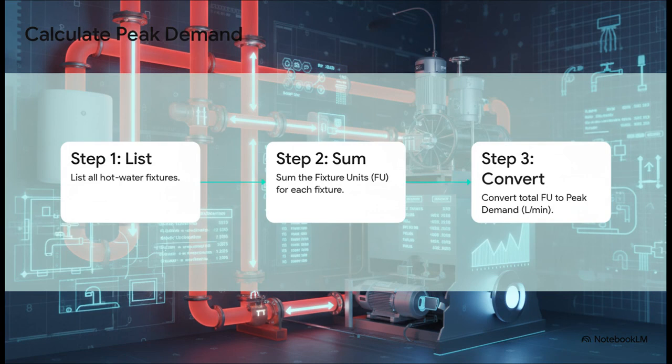Now, you might think this is some crazy complex math, but the building codes actually make it pretty straightforward. It really just boils down to these three simple steps. We list every single fixture, we add up their fixture units, and we'll talk about what that means in a second, and then we convert that total into a flow rate. It's a really logical process that takes all the guesswork out of it.